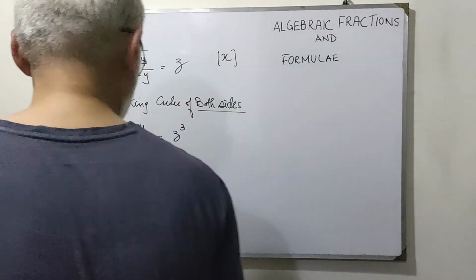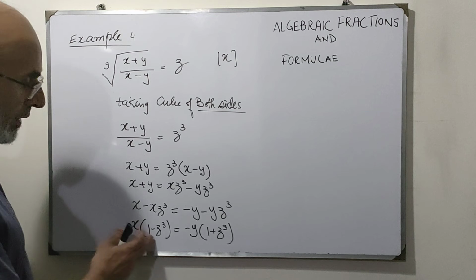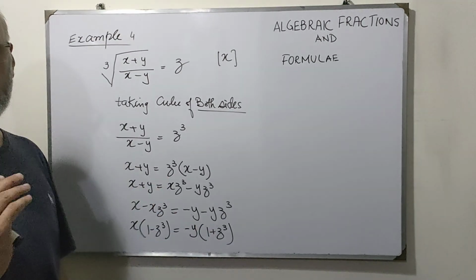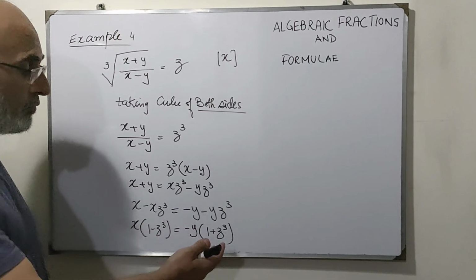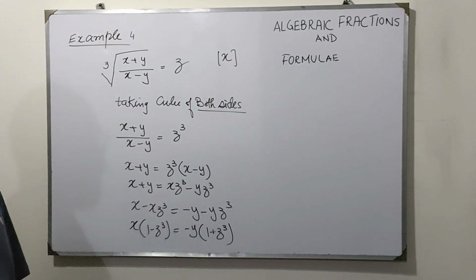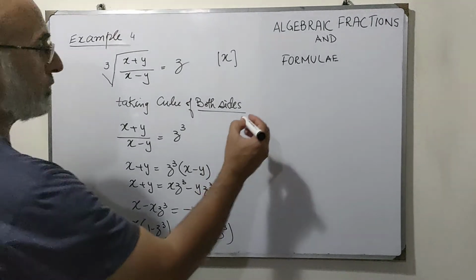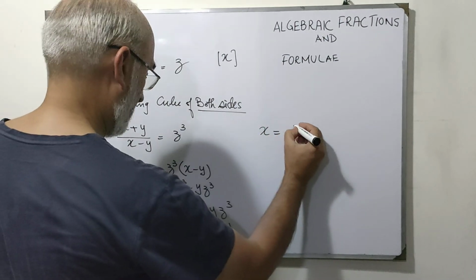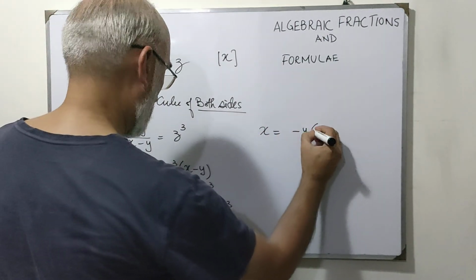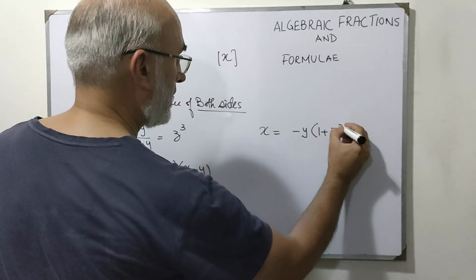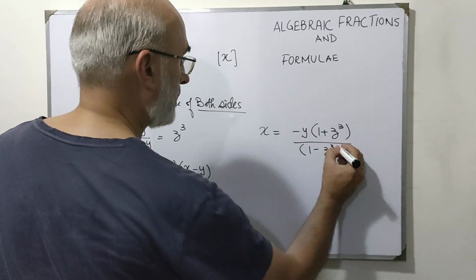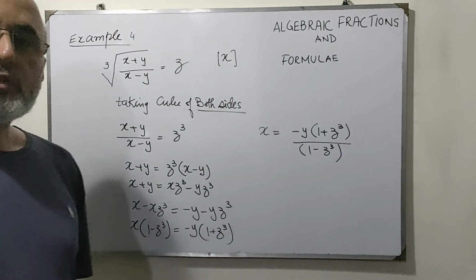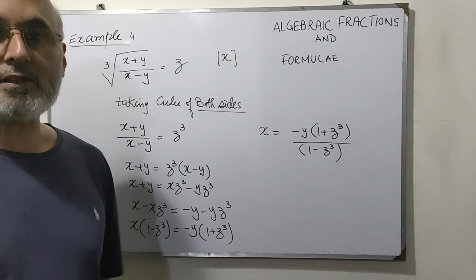Okay, you see 1 minus z is here and 1 plus z cube is here. If it would have been negative 1 minus z cube on both sides, the things would have been much simpler, but since it is not, so we cannot cancel it. So we are reduced to x is equal to minus y over 1 plus z cube over 1 minus z cube. Okay, the formula is changed and the subject of the formula is x now.